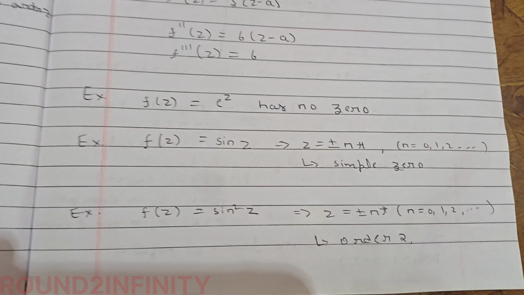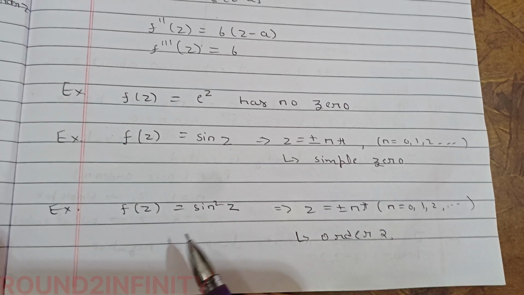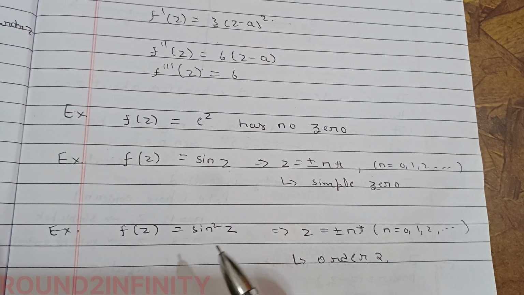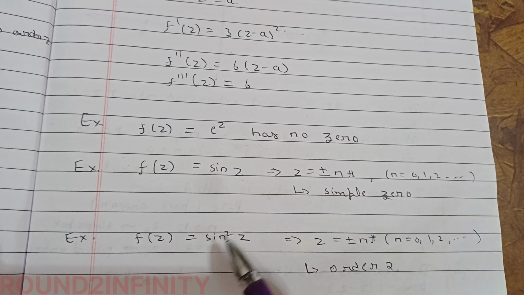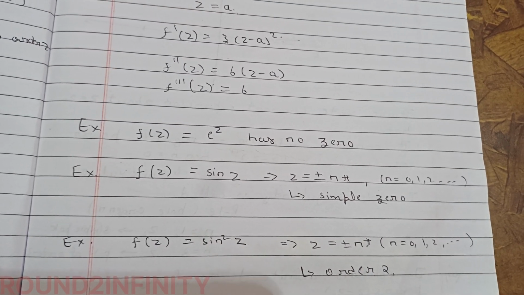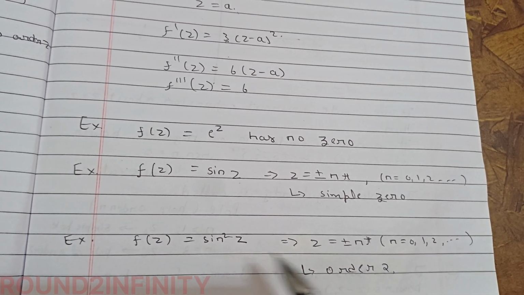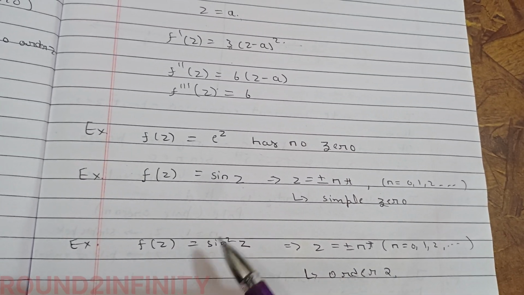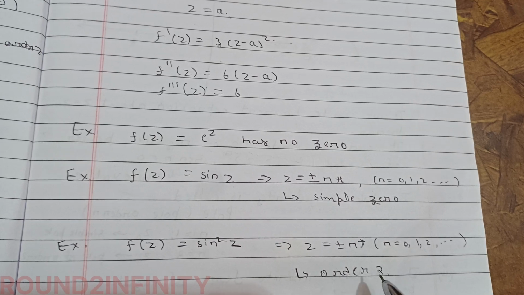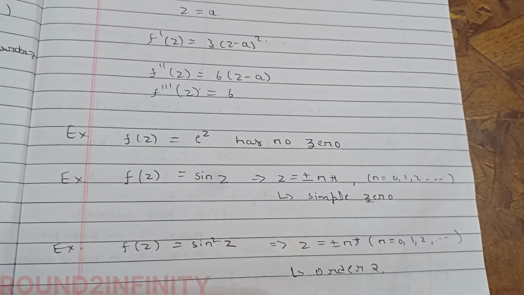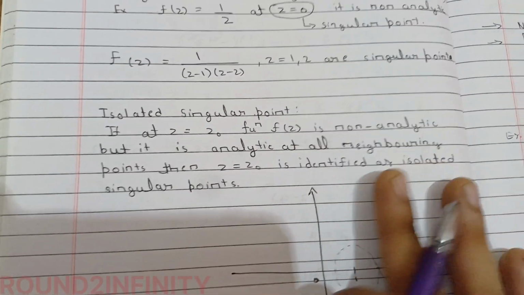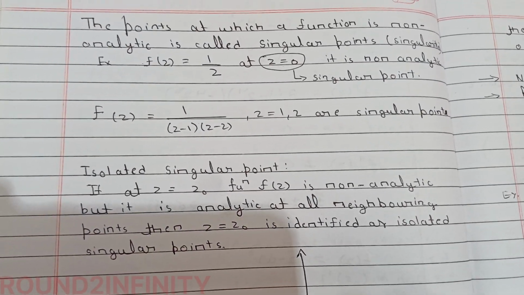Now if f(z) = sin^2 z, then again zeros will be ±nπ, but let's find the order. So the first order derivative will give you 2 sin z cos z, so it will be sin 2z. So sin 2z will also be 0 at these points. So f'(z) is 0, but f''(z) will not be 0, so it will be of order 2, means this is a zero of order 2. So you can check them, these are very easy things. Now we are done with the zeros of our analytic function.